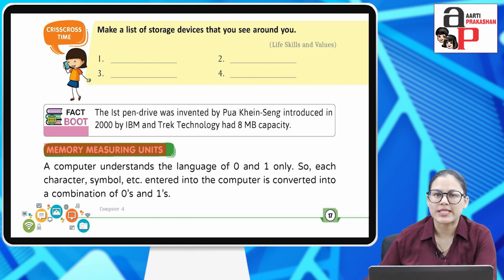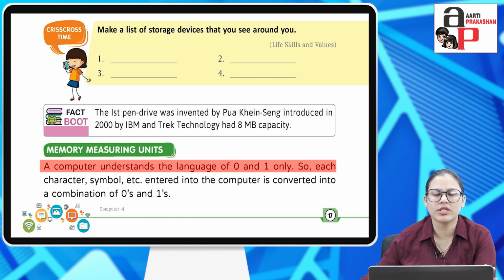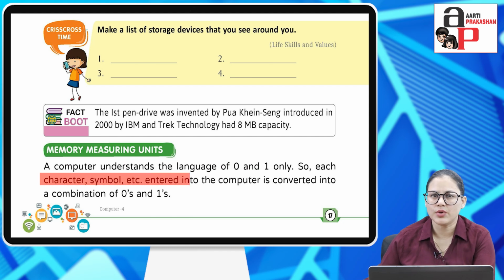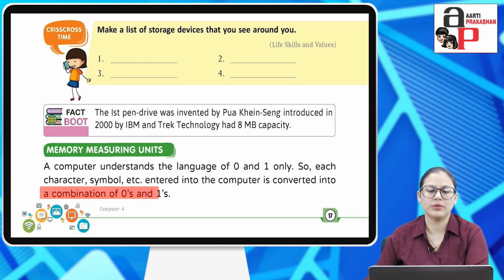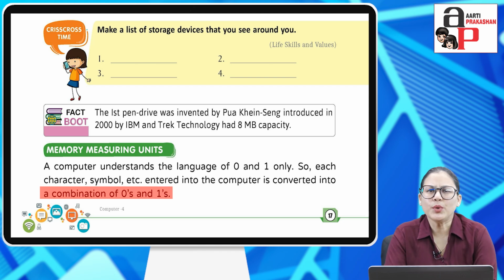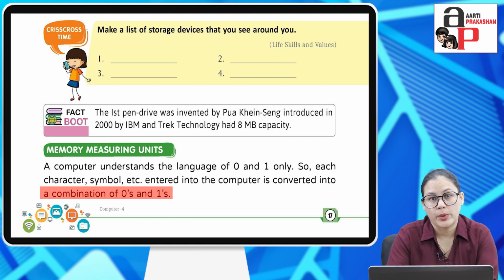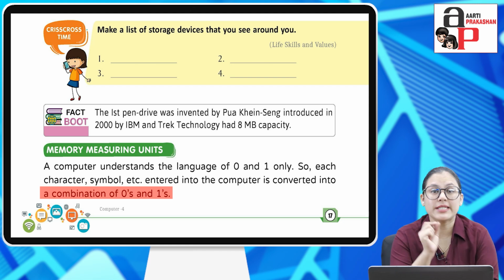Memory measuring units. A computer understands a language of 0 and 1 only. So each character, symbol, etc. entered into the computer is converted into a combination of zeros and ones. See, the computer doesn't understand our language, be it English, Hindi or any other language. It only understands the language of zeros and ones.